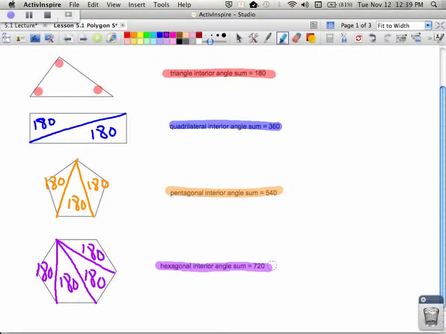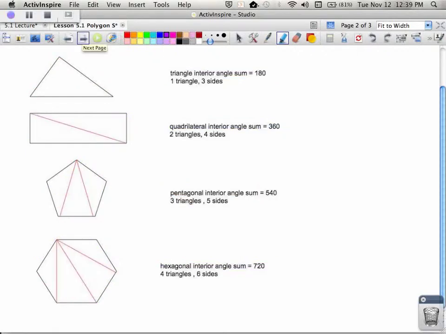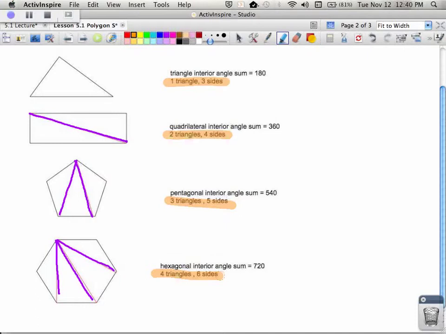Looking at this idea, we see all the splits of these triangles. We have in a quadrilateral 2 triangles, in a pentagon 3 triangles, and in a hexagon 4 triangles. As we look at the pattern, we notice that when there are 3 sides, there's 1 triangle. When there are 4 sides, there are 2. When there are 5 sides, there are 3. And 6 sides, there are 4.